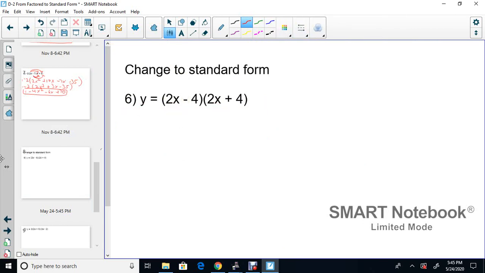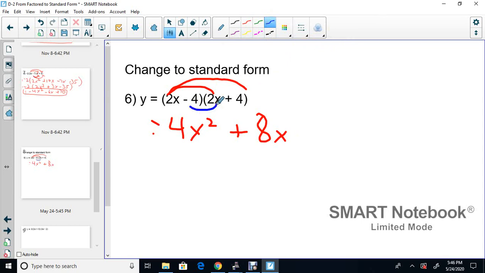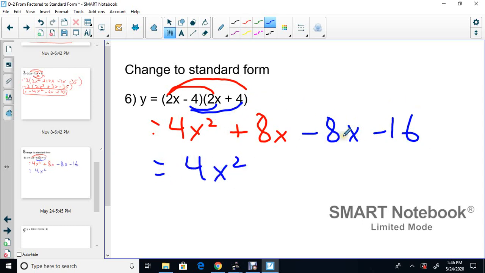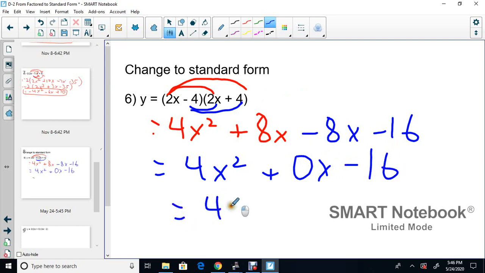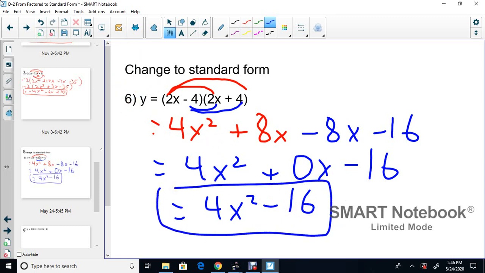So what we're going to do is the exact same steps. We're going to take the 2 and multiply by that, and we'll take the 2x and multiply by there. So 2 times 2 is 4x squared, and 2 times 4 is plus 8x. Now we'll do the bottom. Let's switch colors. Here, negative 4 times 2, negative 8x. Negative 4 times negative 4, negative 16. Next step, 4x squared. Interesting, look at this. 8 subtract 8 is 0. Plus 0x minus 16. Well, we don't have to write it. We can just put 4x squared minus 16. So when it's a 0, you don't have to write it. And that's the answer to 6.